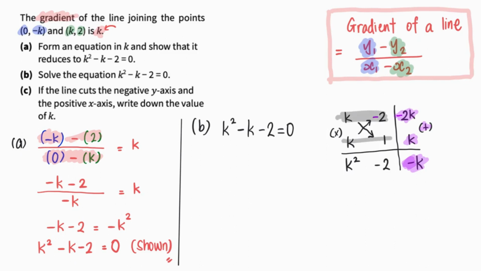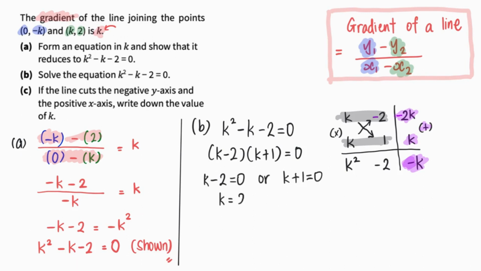k minus 2, k plus 1. And from here, I would then be able to solve this equation easily, because one of the brackets must be equals to 0. Yes. So it's either k minus 2 equals to 0 or k plus 1 equals to 0. And therefore, k is equals to 2 or k equals to negative 1.